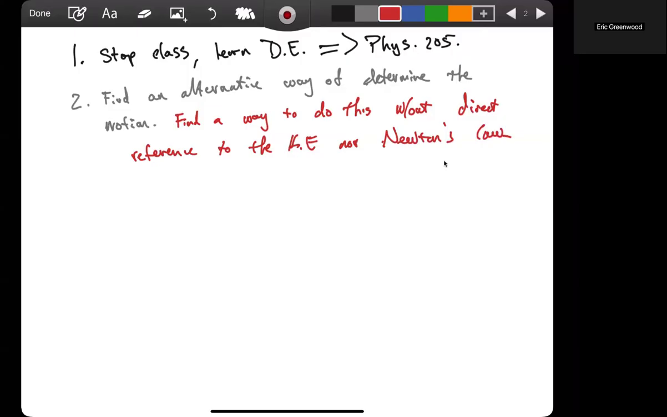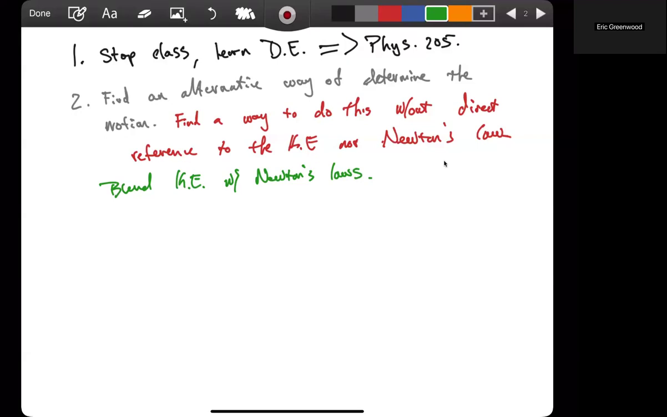So basically what we're going to do at this stage is find an alternative way that blends the two things that we've done together. We want to blend the kinematic equations with Newton's laws to come up with an alternative way of doing the same thing without having to refer directly to the kinematic equations or Newton's laws. And so we want to find a more general way of being able to do this.